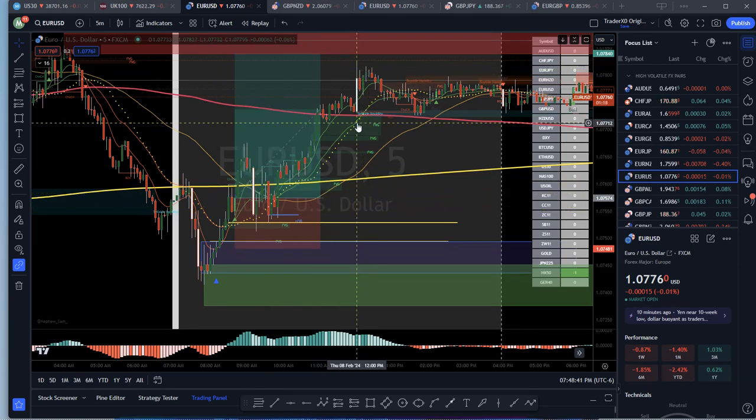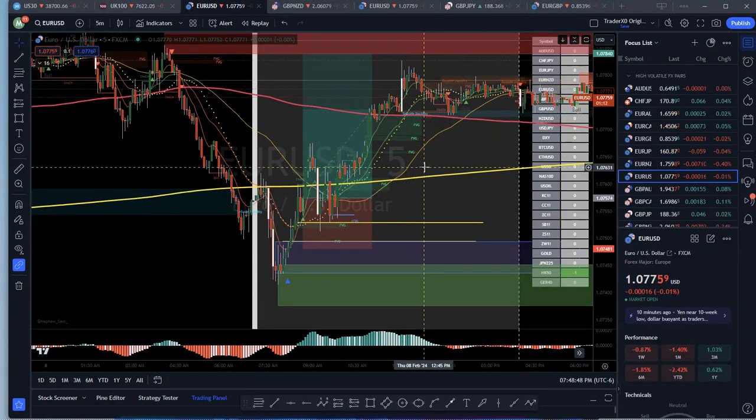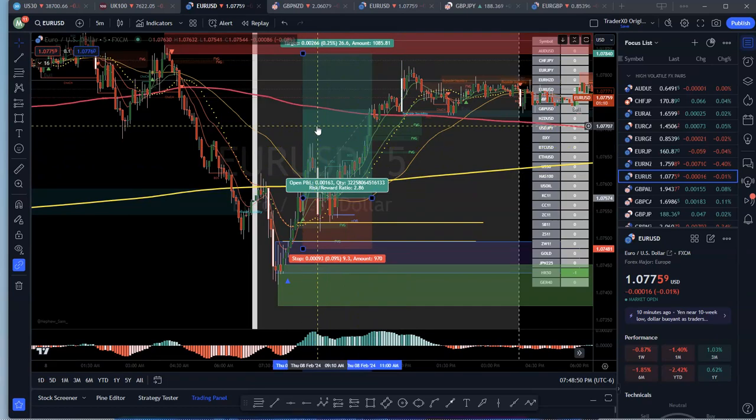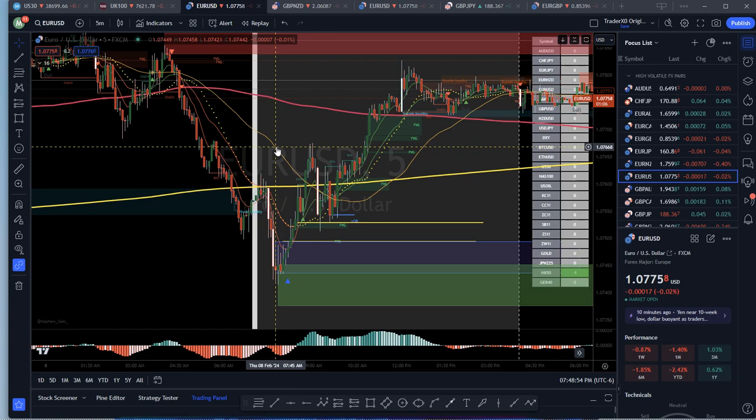You just got to be patient. And if you feel like, okay, I'm tired, I don't want to wait anymore, move your stop up and let the market get you out. You can do it that way. Move the stop up and let the market get you out. Okay? All right, guys, that's going to be it for the view.